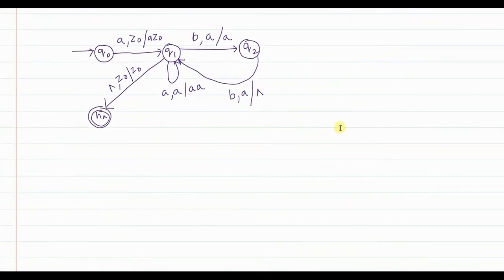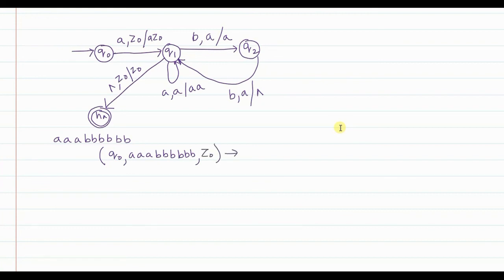If you design an instantaneous description for a string, for example AAABBBBBB, let's see what the instantaneous description is. Initially I will be in Q0 state. The string remaining to be read will be 3 A's and 6 B's, and initially the stack will be empty.